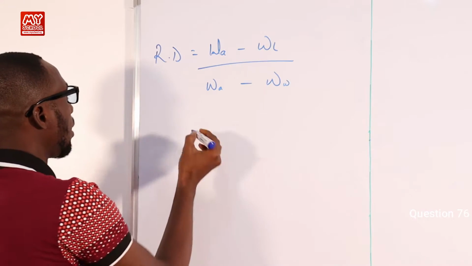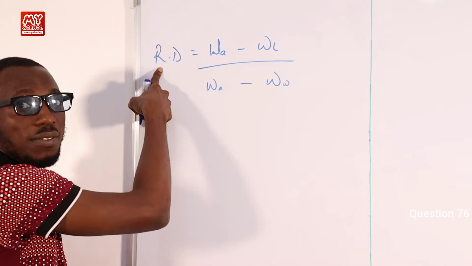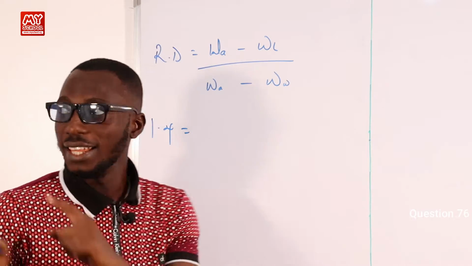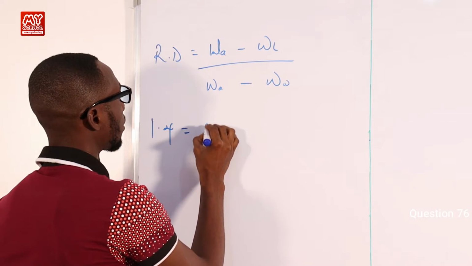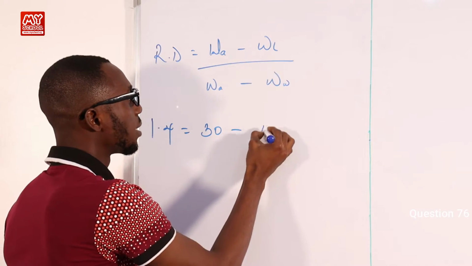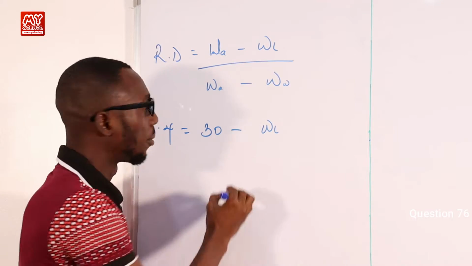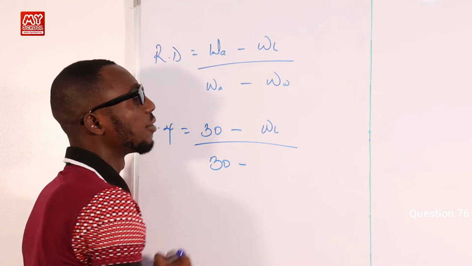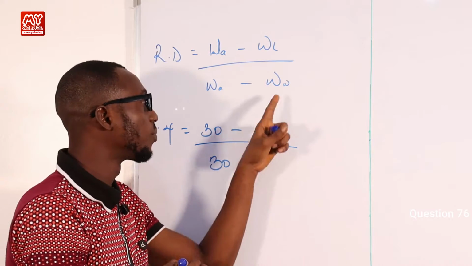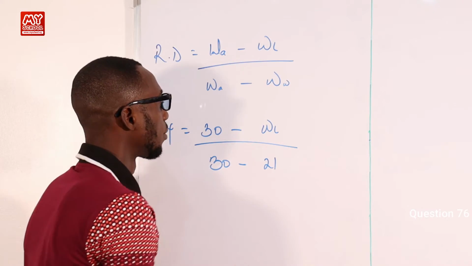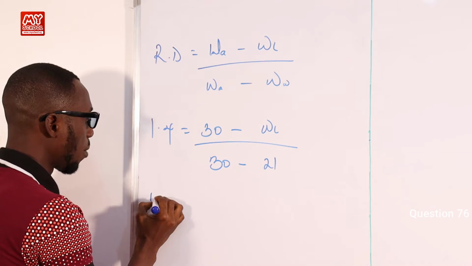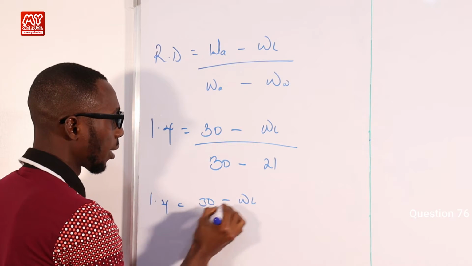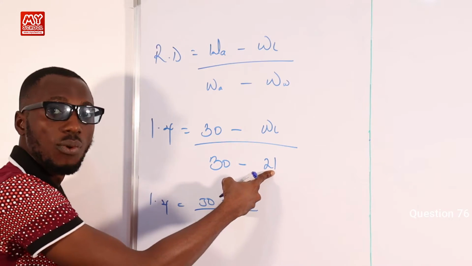Okay, this is very, very easy. So we see that relative density from the question is 1.4 equals weight in air, 30, minus weight in the liquid, which we are asked to look for, over weight in air, 30, minus weight in water, which is 21. So we have 1.4 equals 30 minus this over 30 minus 21, that is 9.